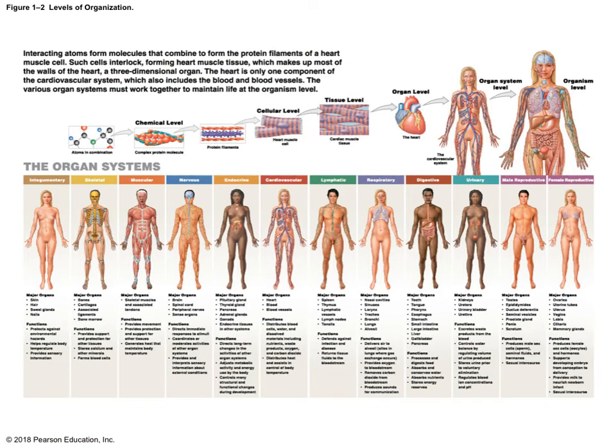Here are the 11 different organ systems in your body, and we'll be talking about these as we go through the semester. The integumentary system is the first system that we're going to look at. It consists of the skin, the hair, the sweat glands, and the nails, and it functions to protect against environmental hazards, and it helps to regulate your body temperature. It also provides sensory information. So we're going to start with that one.